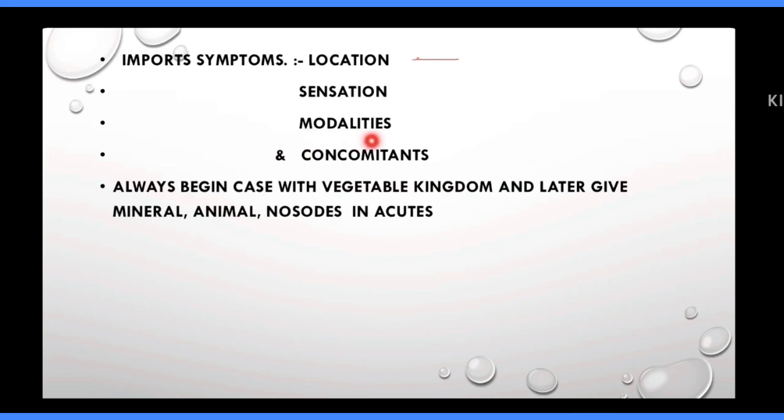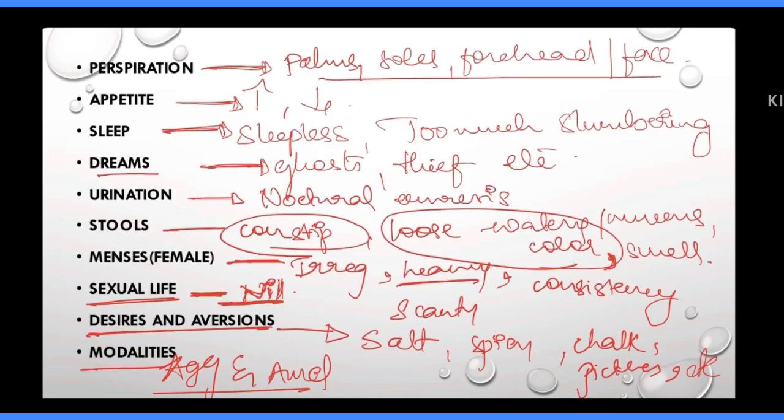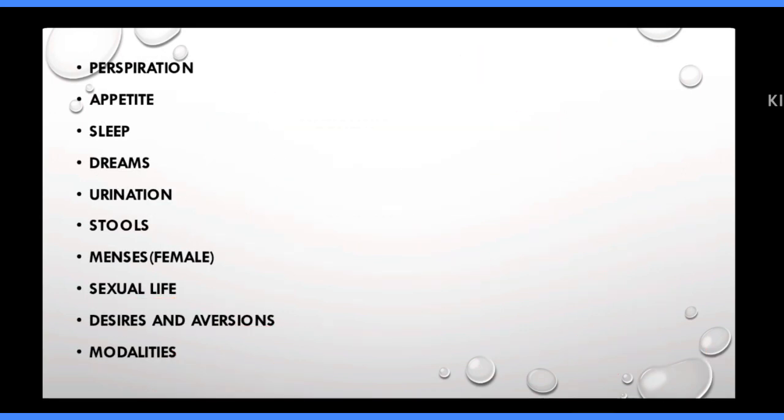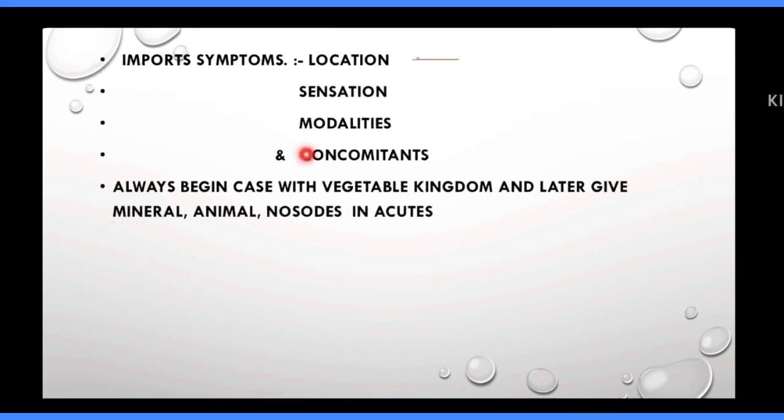Next, coming to modalities, I have said modalities here, aggravation and amelioration, same as before. Concomitants means associated symptoms, along with vomiting there is headache. So headache is considered a concomitant symptom. Always begin a case with the vegetable kingdom and later give mineral, animal, nosodes, etc. in acute, but always begin a case with vegetable.